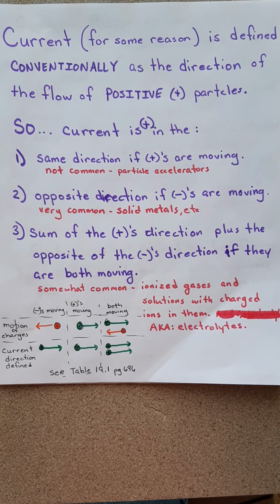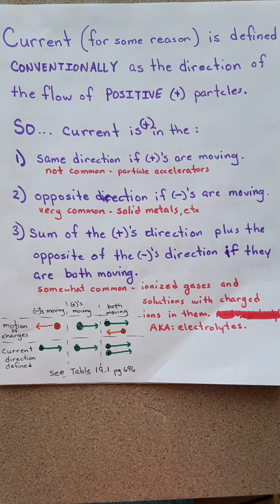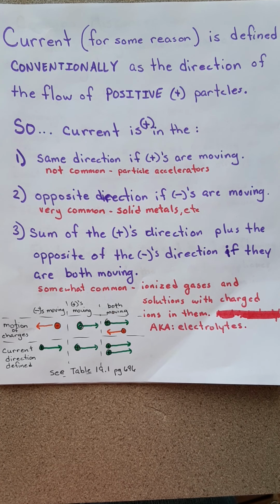If it's a negative particle that is moving, the current is defined in the opposite direction, and this is actually what we will most usually see. It's very common anytime we have a solid conductor, solid metals, etc. And it's not that different from gravity, where convention says that up is positive, but gravity pulls down. So if you think of it like that, it's not actually that difficult. You just have to drill yourself to remember that when you're doing the problems.